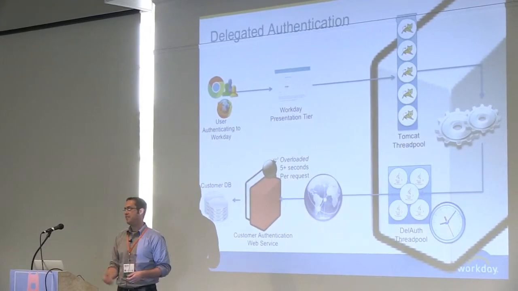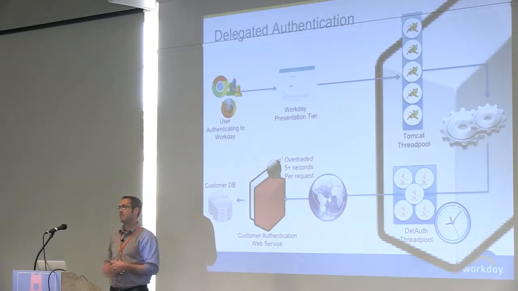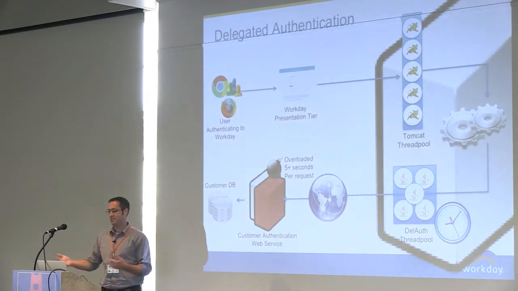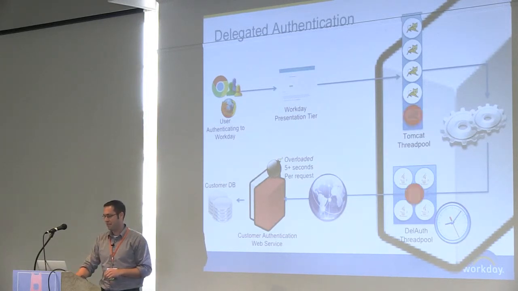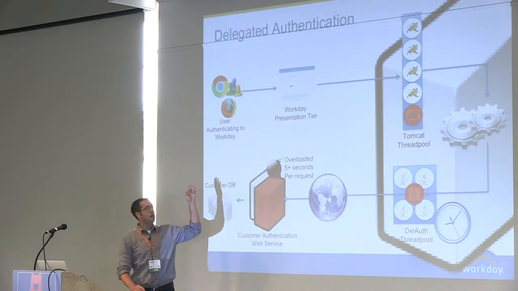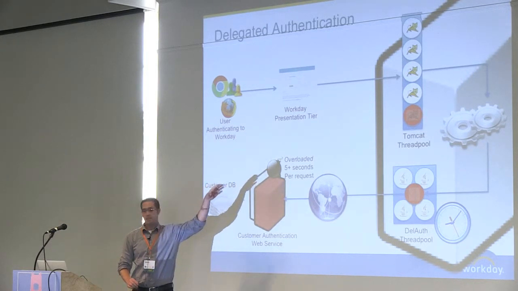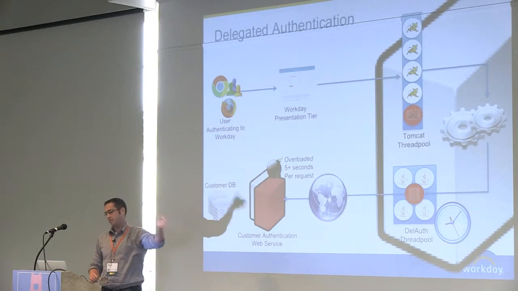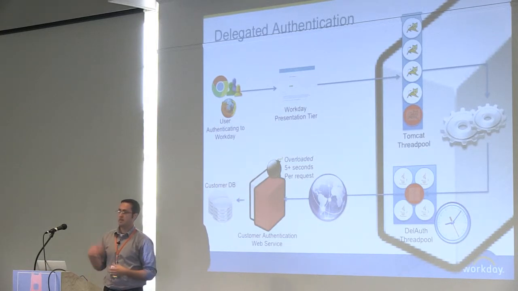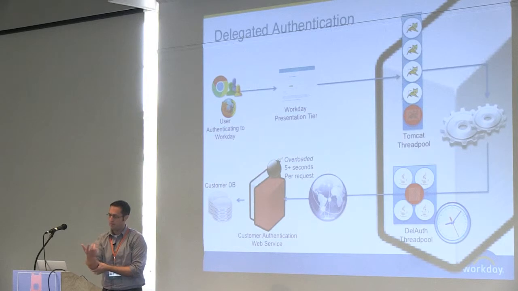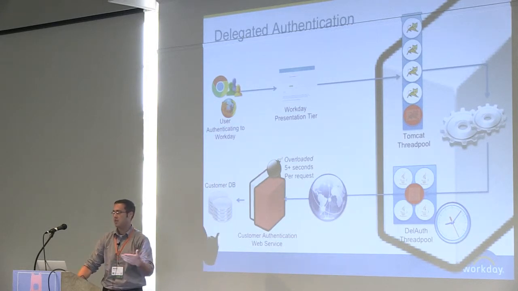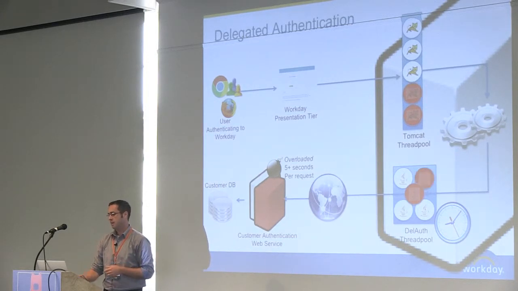If we had it immediately fail, that would be great, because we could immediately turn around and tell our end user, sorry, we can't authenticate you right now. But we think maybe they could actually authenticate us. We just have to wait this 5 seconds for them to reply. So as a request comes in from this presentation tier, the Tomcat thread pool allocates a thread to serve it, and it spins up this thread in the Delauth thread pool, and it starts to block, waiting on that external site. And as more requests come in, they start to stack up on top of each other.